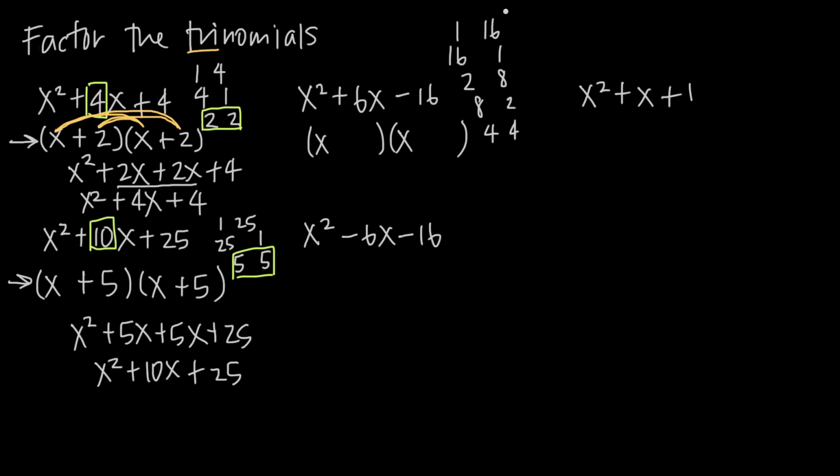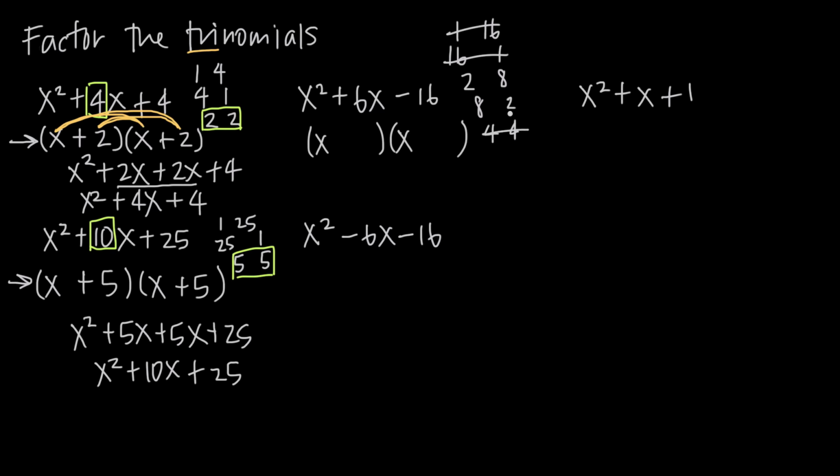So for 1 and 16, there's no way, even if we call this a negative 1 or a negative 16, that we can add 16 and 1, or say 16 minus 1, or 1 minus 16. There's no way with these two factors that we'll get to 6. Same thing here with 16 and 1. With 4 and 4, again, no matter whether we make one of the 4's negative or the other one negative, we can't say 4 plus 4 or 4 minus 4 to get to 6, so this one's out.